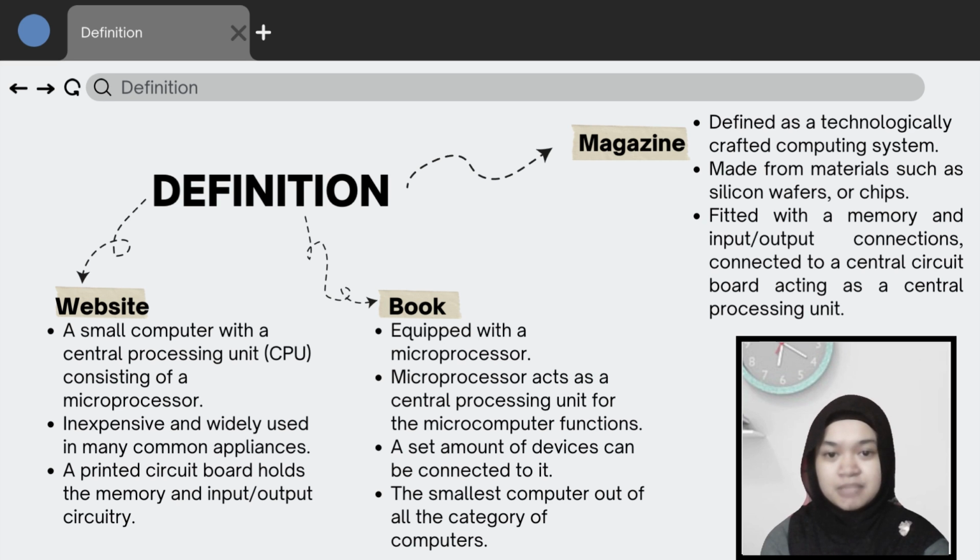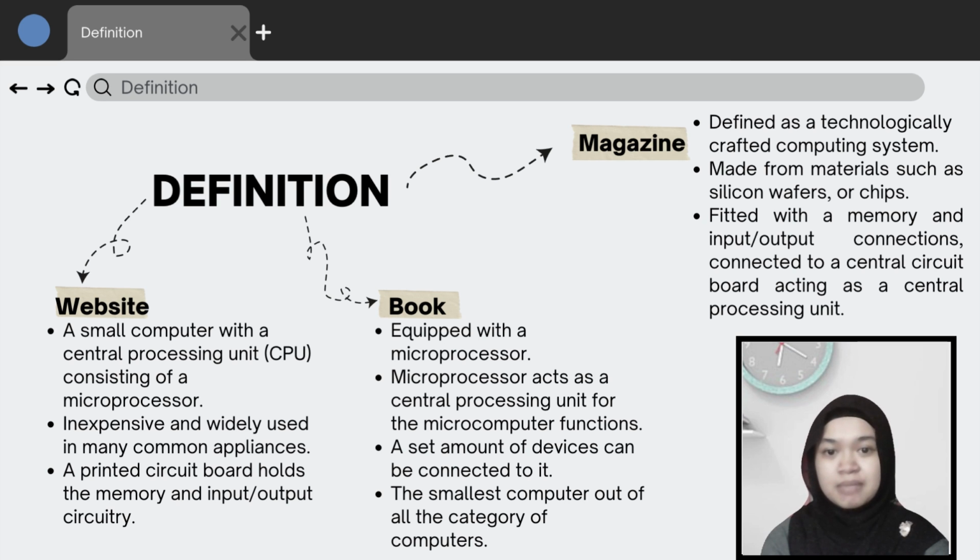For the definition by book, a microcomputer is equipped with a microprocessor. The microprocessor acts as a central processing unit for the microcomputer functions. However, it has a set amount of devices that can be connected to it. A microcomputer is the smallest computer out of all the categories of computers.